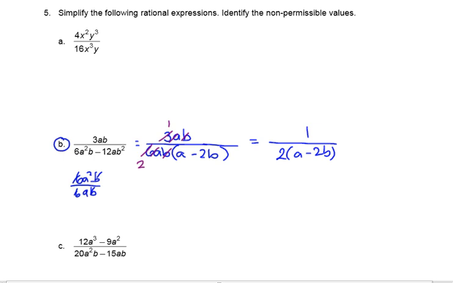Later on today. So before cancellation, we have a few. A can't be equal to 0. B can't be equal to 0. And then A can't be equal to 2B is another one. How I get that is, if you set A - 2B to 0 and solve for one of the variables, A can't be equal to 2B.